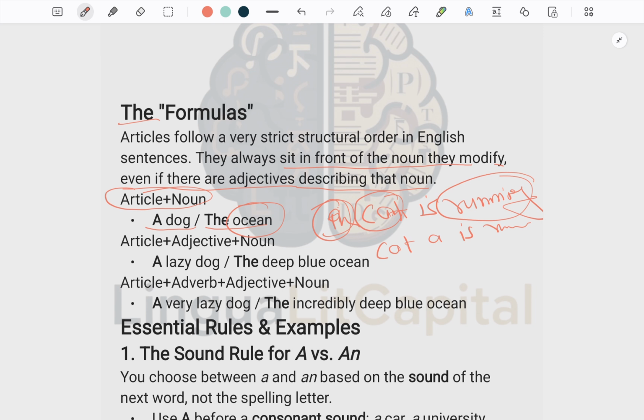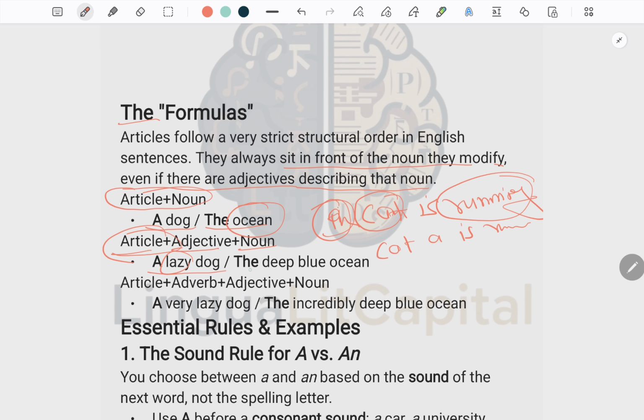The next example is article plus adjective plus noun. It means that here we have a quality, either good or bad, about the noun. Suppose you take the example a lazy dog. It means that the dog we have is lazy. So we can use articles before the adjective by following this rule.